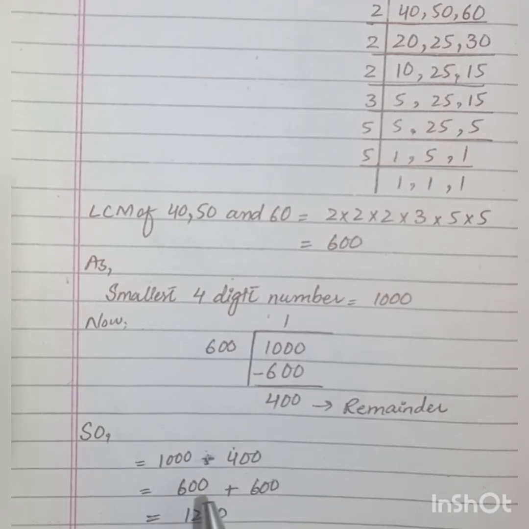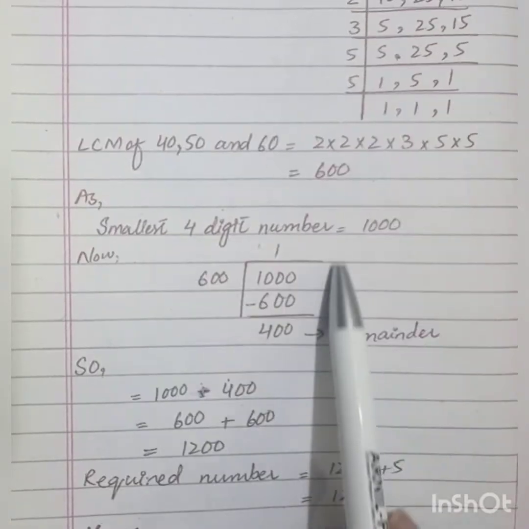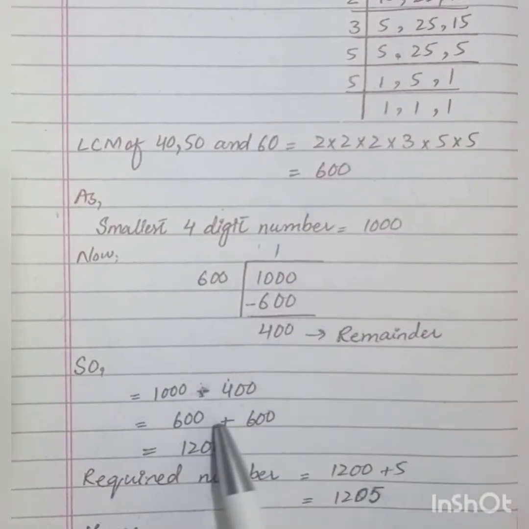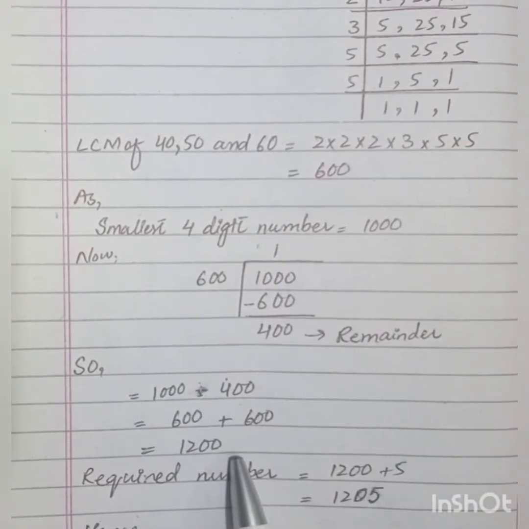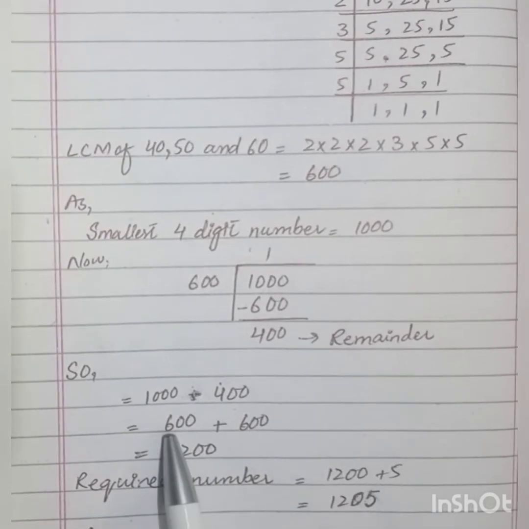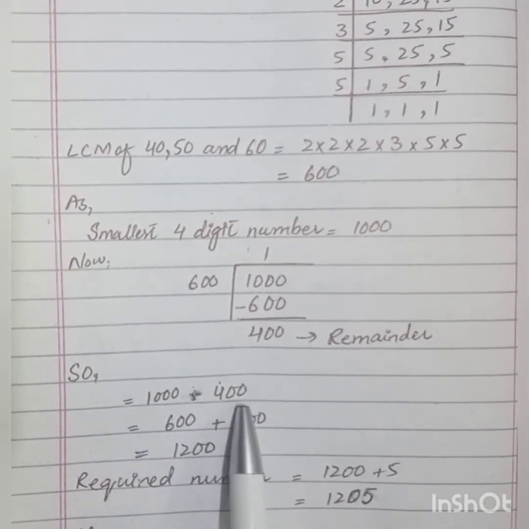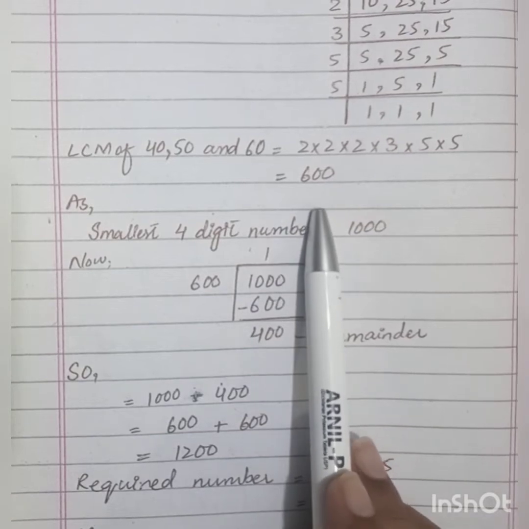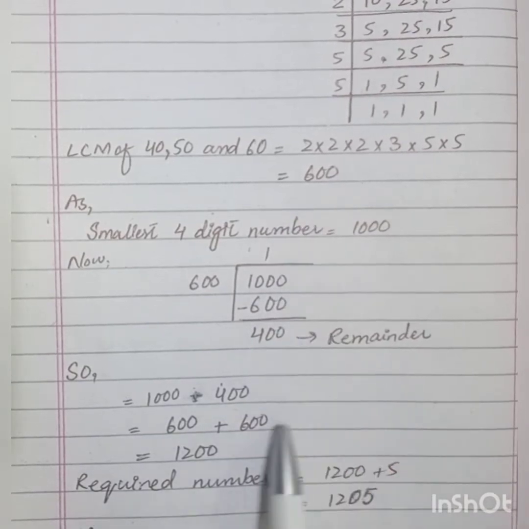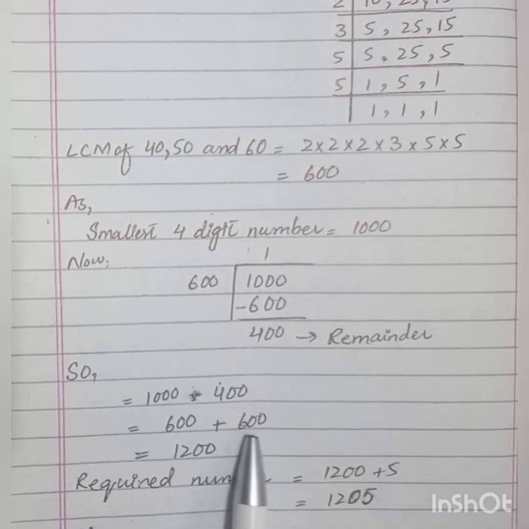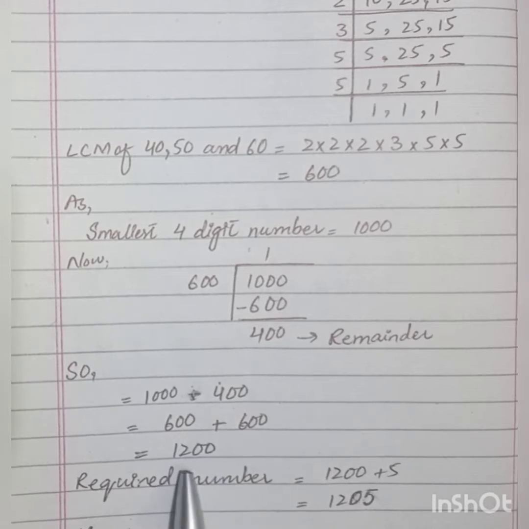We have to find 4 digit numbers. So by adding the least common multiple to this value we will get a 4 digit number. You can see that 600 is the answer of this subtraction and 600 is the LCM, which is already mentioned here. So by adding the least common multiple to this value the answer is 1200.